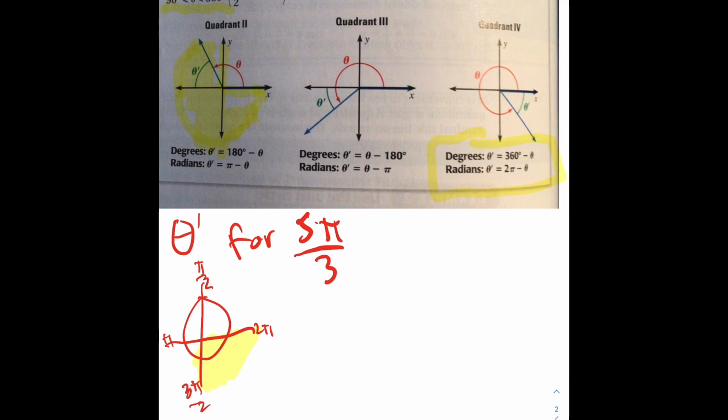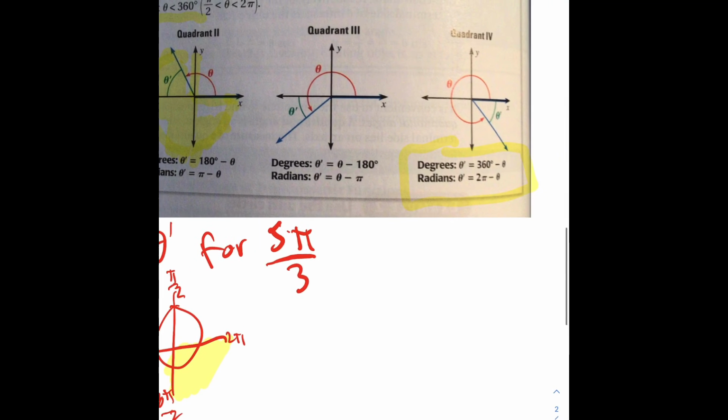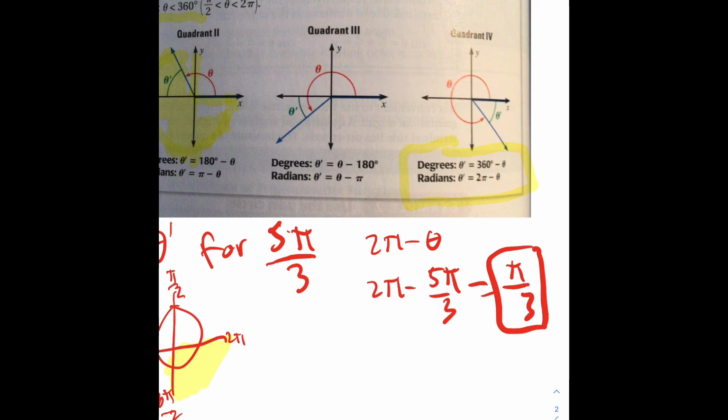So I'm going to use these properties. Because I'm in radians, I'm going to use 2 pi minus theta. So 2 pi minus 5 pi over 3 means that I'm going to be left with pi over 3. So my reference angle for 5 pi over 3 is just pi over 3. Now let's do an example in degrees as well.